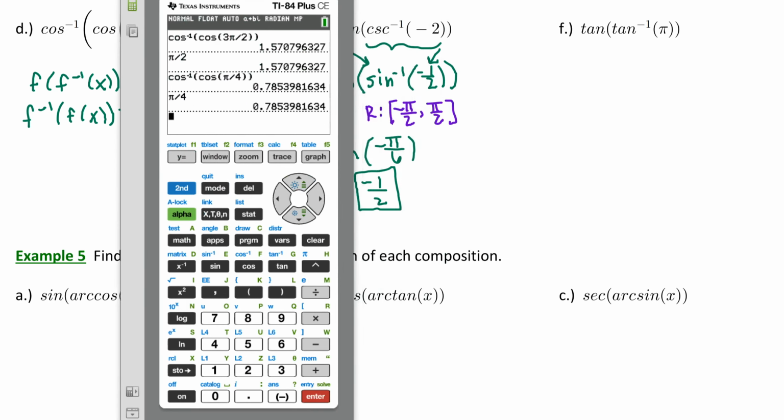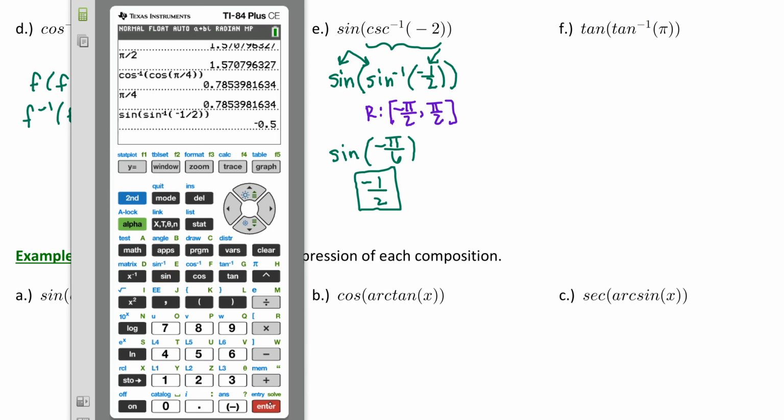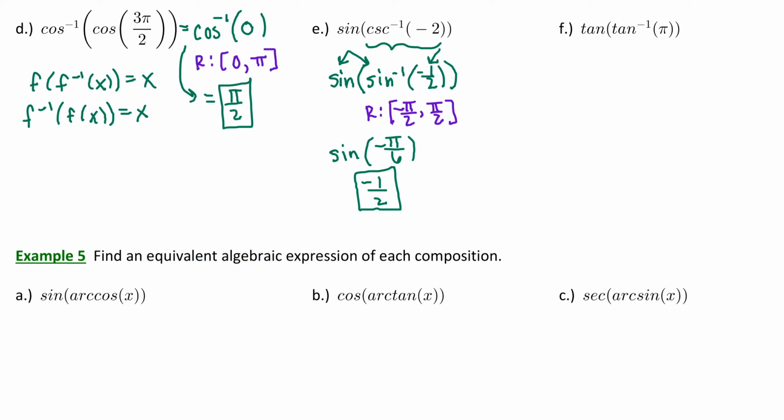But again, let's verify this with our calculator. We will type this in as sine of inverse sine of -1/2. And we obtain -0.5, which is equivalent to -1/2. Let's finish with tangent of inverse tangent of pi.